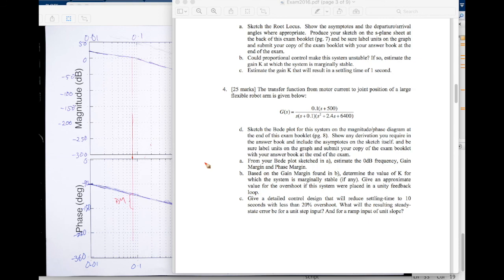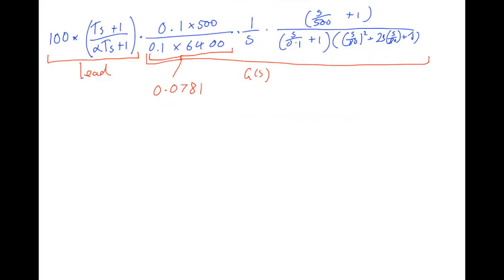Okay, now if we look at the final part of the question, it was asking what would the steady state error be for a unit step input, and also the steady state error for a ramp input of unit slope. So let's go back to our transfer function, and I've written it out again here.